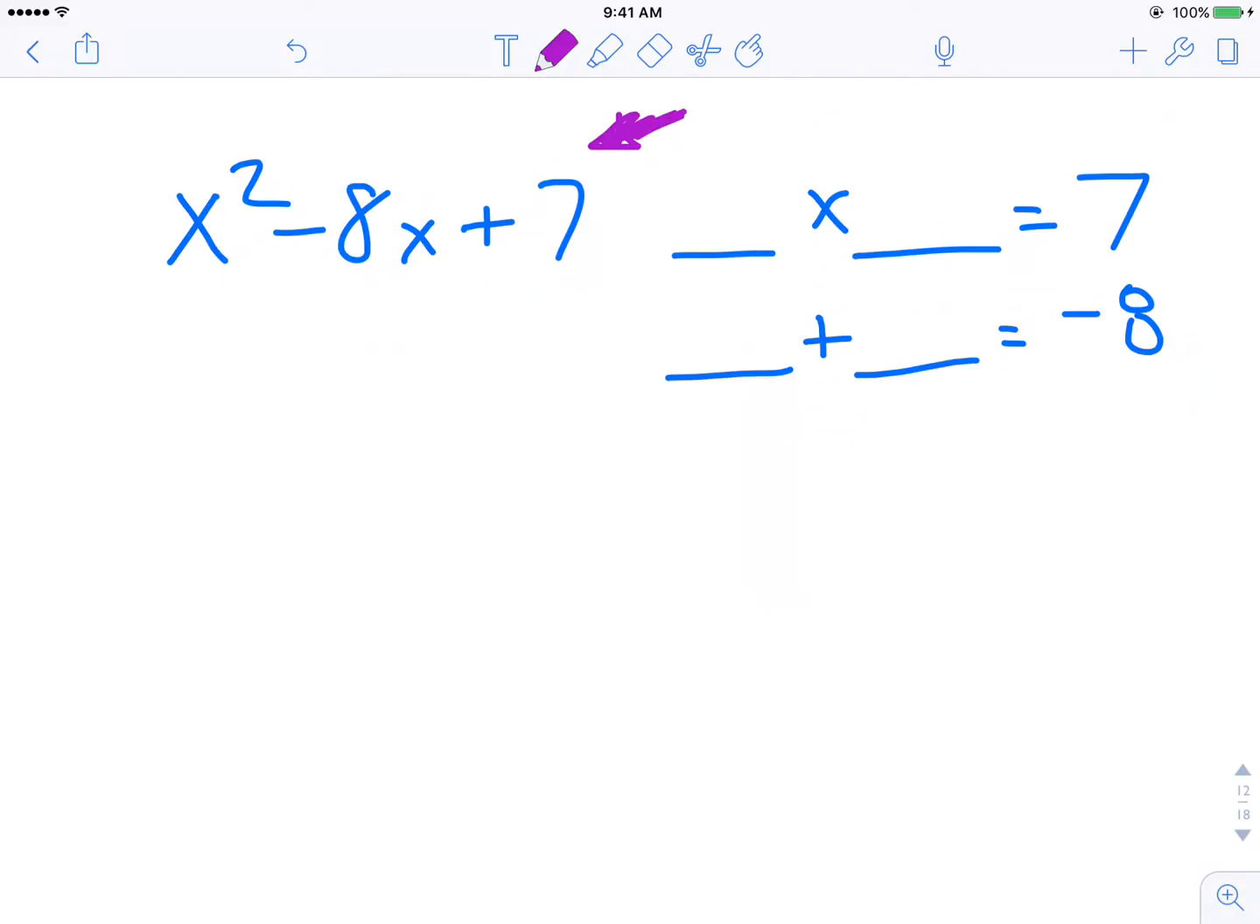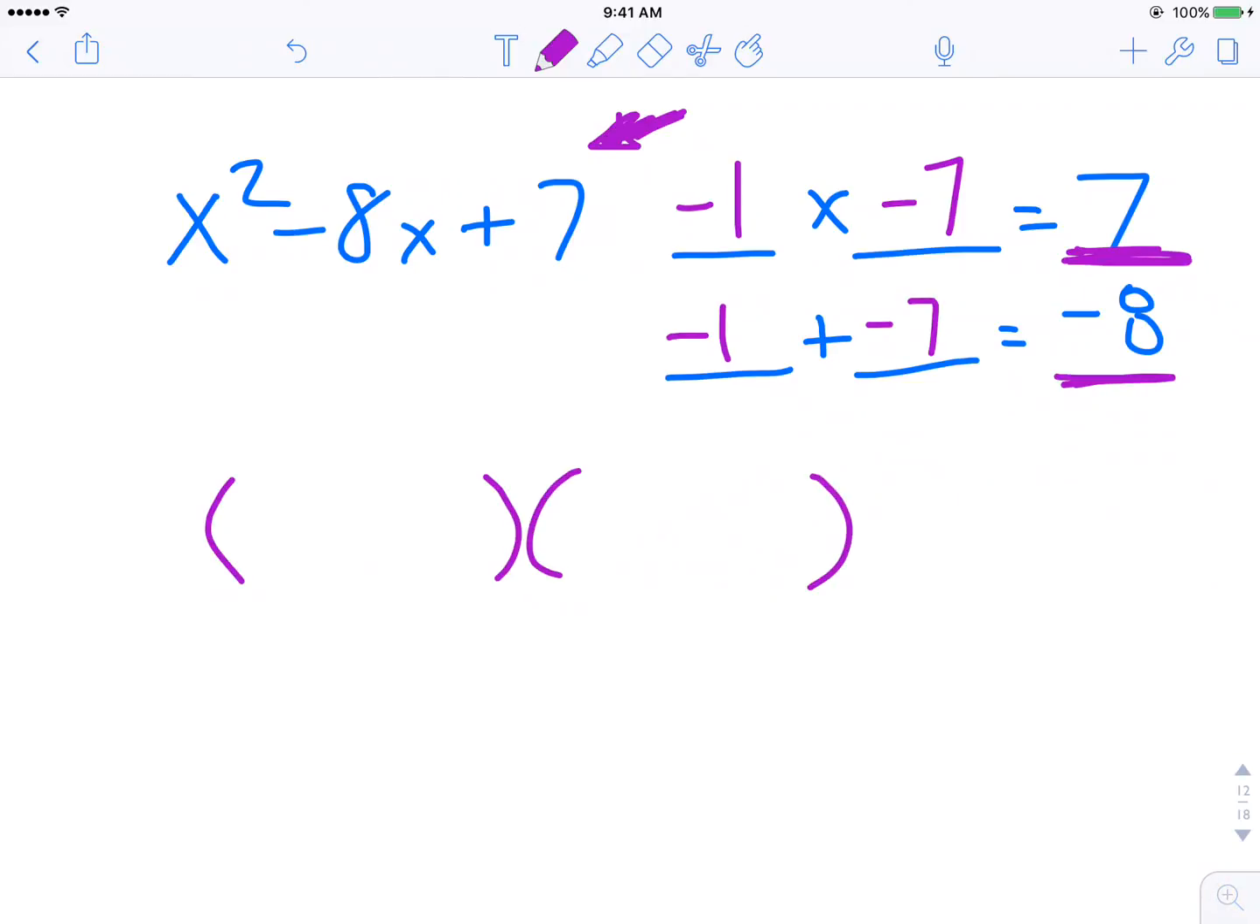Well, 1 and 7, 7 and 1, negative 1 and 7, negative 7 and 1, or negative 1 and negative 7. See how those two numbers multiply together to give me positive 7. Those same two numbers add together to give me negative 8. Those are my two numbers. I write down my binomial brackets. Because this is x squared, I put an x here, put an x here, minus 1, minus 7.